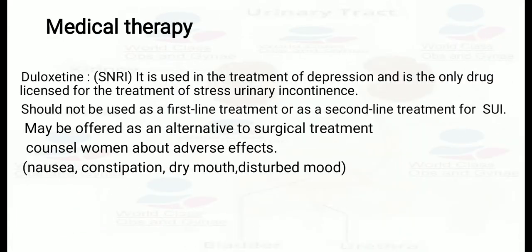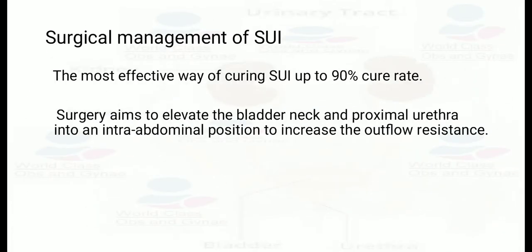Medical therapy: duloxetine, an SNRI. It is used in the treatment of depression and is the only drug licensed for the treatment of stress urinary incontinence. It should not be used as a first-line or second-line treatment for stress urinary incontinence. It may be offered as an alternative to surgical treatment. Counsel the woman about the side effects, which include nausea, constipation, dry mouth, and disturbed mood. Surgery is the most effective way of curing stress urinary incontinence, with up to a 90% cure rate.